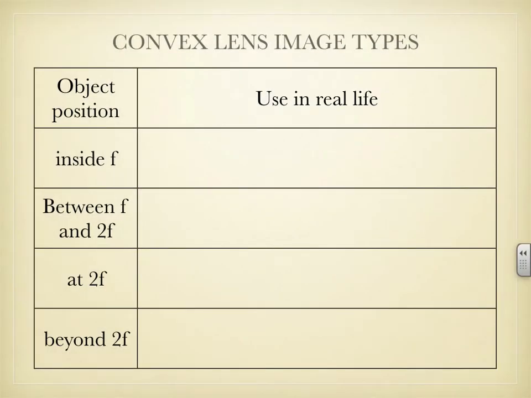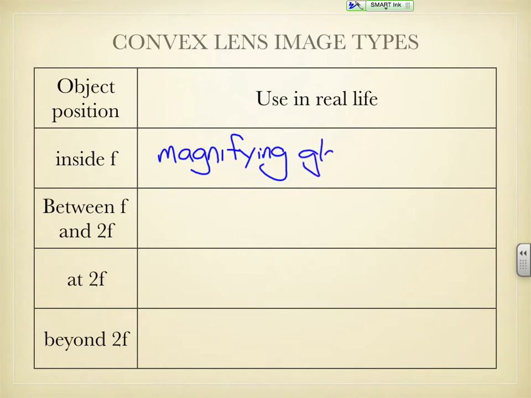So what we're going to do with this one instead is concentrate on how we use these in real life. So if it's inside F, again, it's going to look right side up, but it's going to look bigger. When do I use a lens to do that? Magnifying glass. Hey! Thanks. Has anybody ever played with a magnifying glass before? Anybody ever noticed that they're fatter in the middle and skinnier at the edges? Yes. Hey, what do you know?